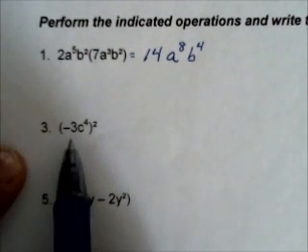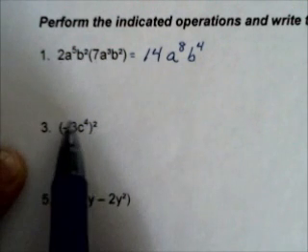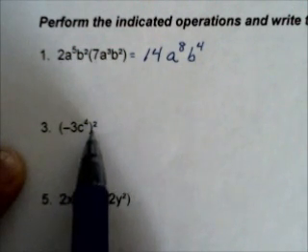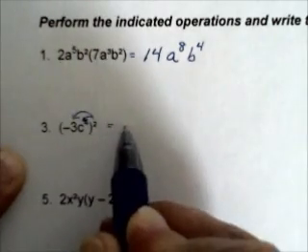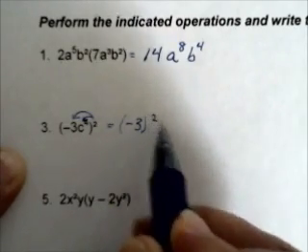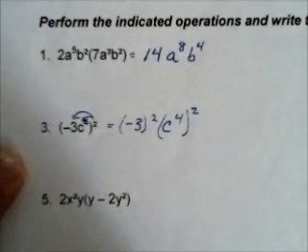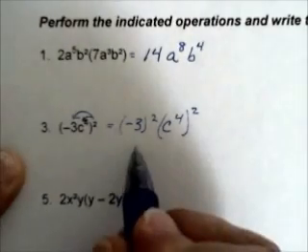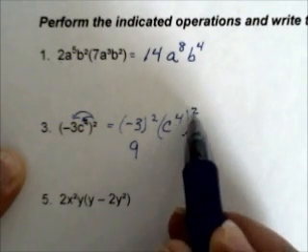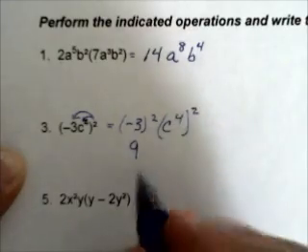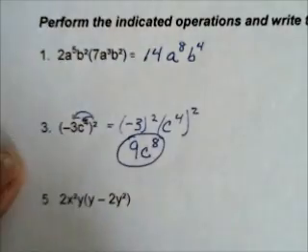The next one, negative 3c to the 4th raised to the 2nd. So there's this product inside here being raised to the power of 2. So we distribute. We get negative 3 raised to the 2nd, c to the 4th raised to the 2nd. Well, negative 3 squared is positive 9, and c to the 4th raised to the 2nd, we multiply those exponents. 4 times 2 is 8, so c to the 8th. I'm just going to circle our final answer here.